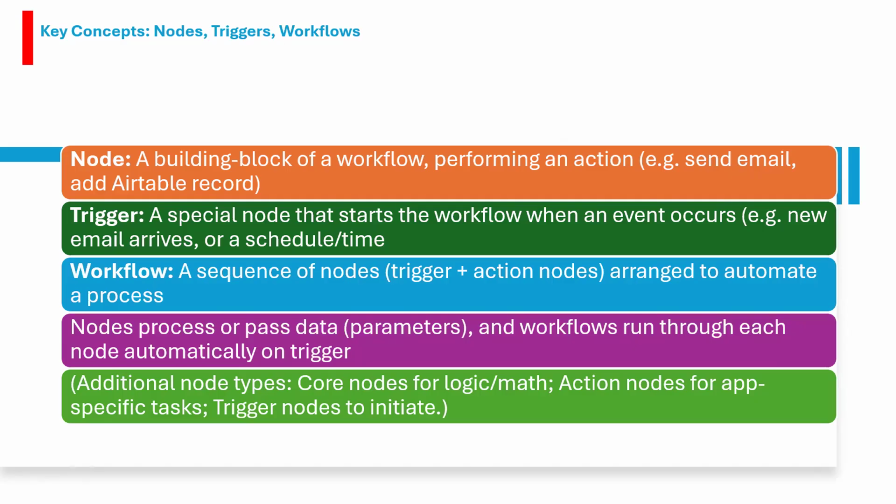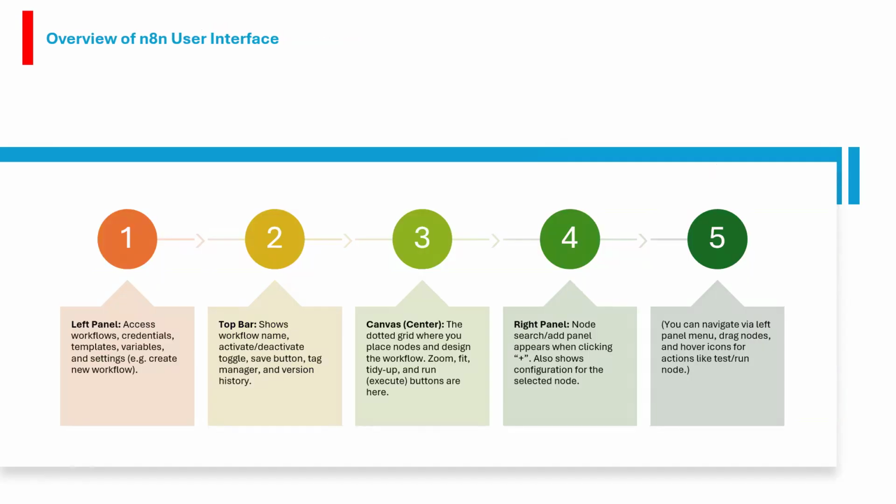Additional node types: we have core nodes for logic or math, and we have action nodes for app-specific tasks. All this I'm going to explain as we proceed. Trigger nodes are to do what? To initiate, to start an action.